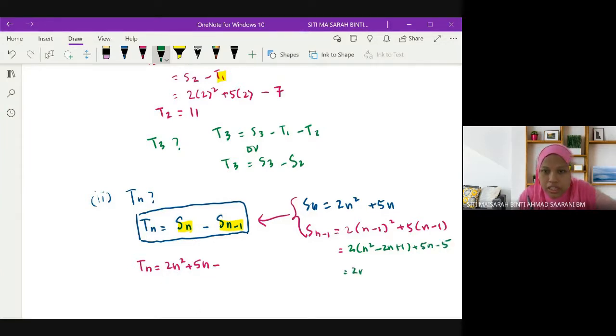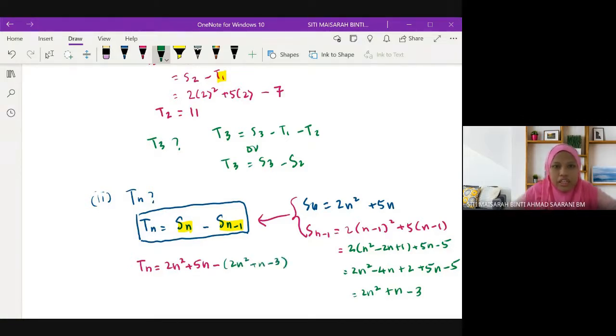Then 2n square minus 4n plus 2 plus 5n minus 5. And finally we get 2n square plus n minus 3. This is our Sn minus 1. So minus 2n square plus n minus 3.